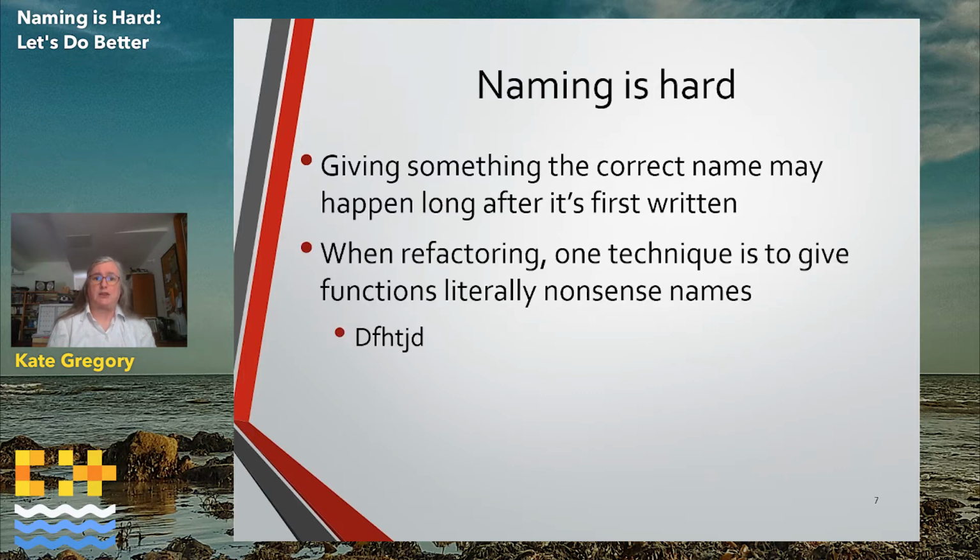If you're refactoring and you need to make a function, you need to grab these 100 lines and give them a name because they're clearly a function, there is a technique where you just mash your hand on the keyboard, and that's the name of the function. And then you can read it and figure out what its name should be after you've refactored into that function.